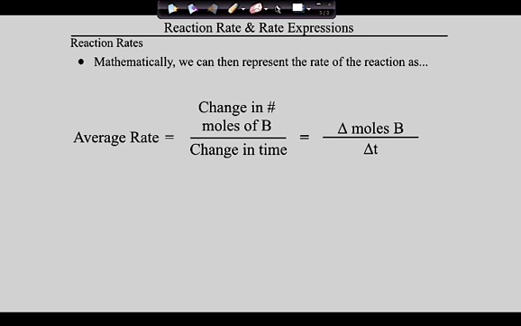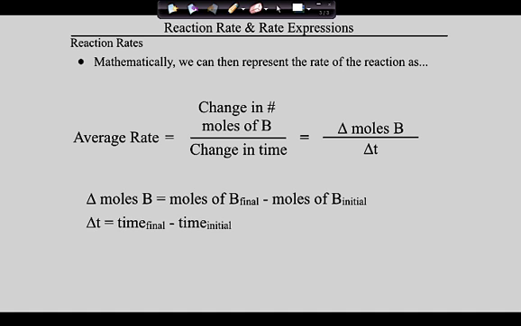And guys, I don't know if you need to write this down, but I put it in the notes. Do you remember, how do we figure out changes? Is it initial minus final or final minus initial? It's always final minus initial. So guys, the change in moles of B is moles final minus moles initial. The change in time is time final minus time initial. It's always final minus initial.